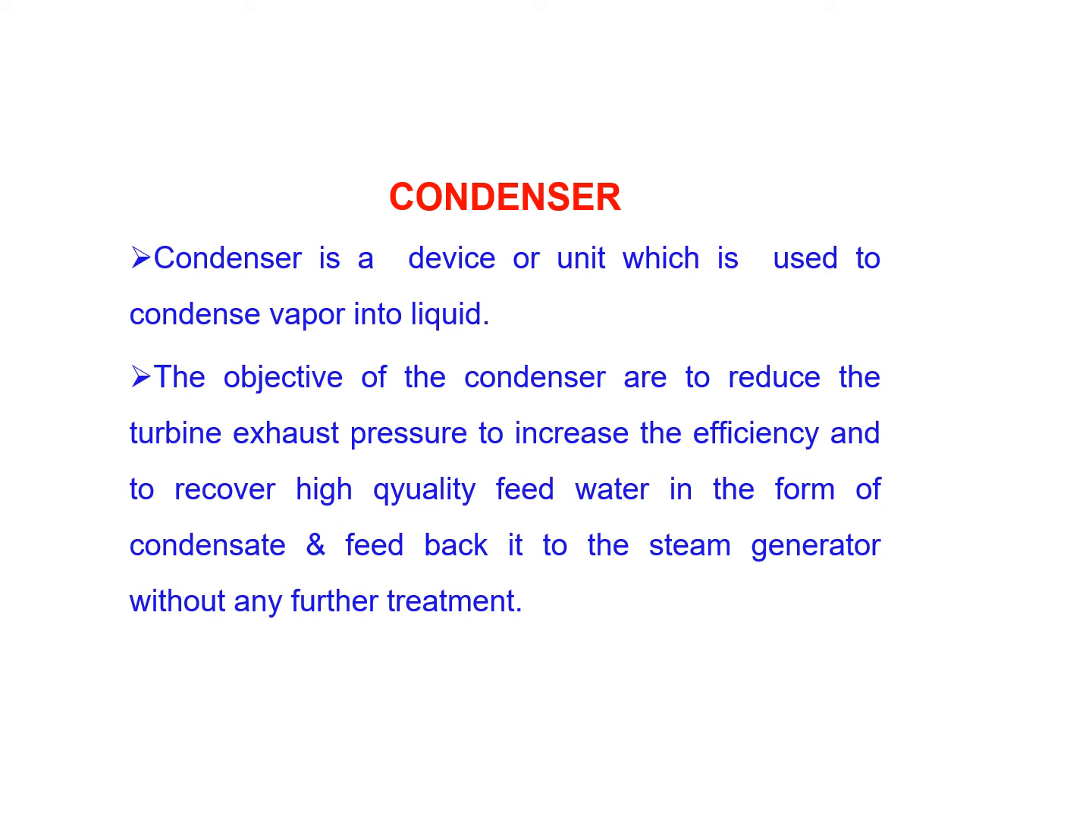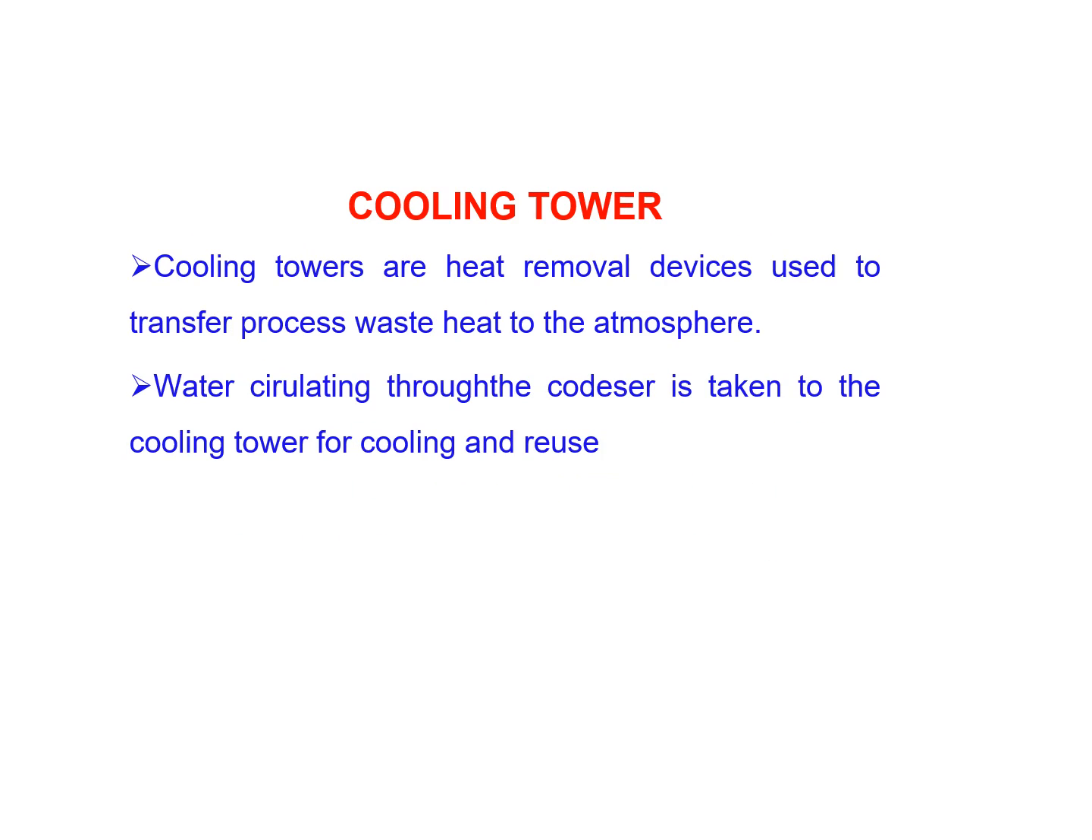Condenser, when the steam comes out from the steam turbine, it will be condensed by means of circulating the cooling water. The condensate, that is the hot liquid, will be again recirculated to the reactor for further heating process. We are not wasting the condensate, it will be recirculated. Cooling tower is used to supply the cooling water to the condenser. When the cooling water and the hot steam get in contact, the hot steam will be condensed and it will become condensate.